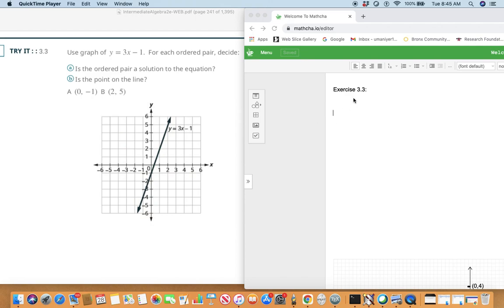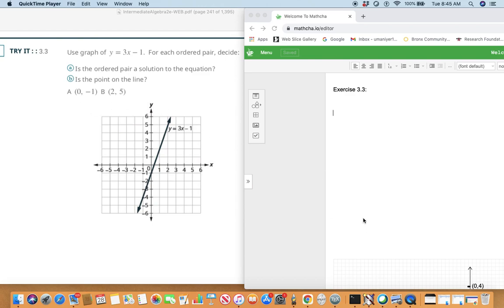Welcome back. Exercise 3.3. Use the graph of y equals 3x minus 1. You are given the graph of y equals 3x minus 1. For each ordered pair, decide: is the ordered pair a solution to the equation? Is the point on the line?